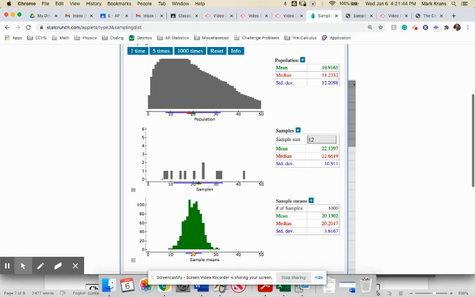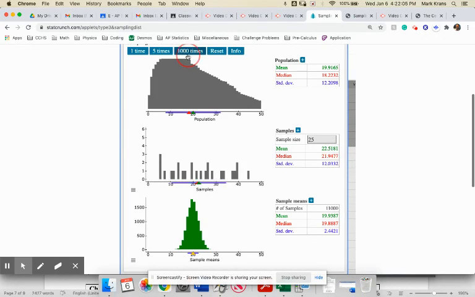Let's try 12. Oh, that looks pretty good. We're still a little bit above with my mean. If I do it a few times, you'll see it hovers back close. Notice the mean and the median are almost the same, so it's not a strong skewness. Clearly, if we get up to 25, that seems to be enough to normalize it, right? The mean and the median are almost identical.